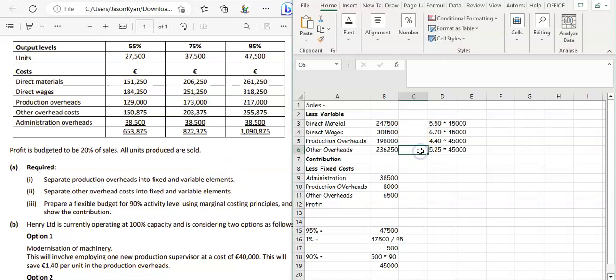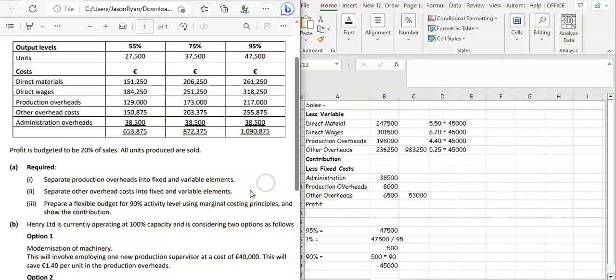Now we're going to add up all the figures for your variable cost. And that's going to give us 983,225. I'm going to do the same then for your fixed costs, and you get 53,000. So it tells us that profit is budgeted to be 20% of sales.